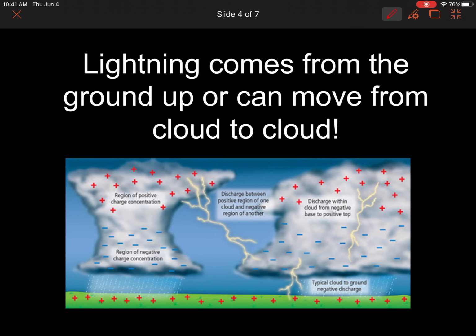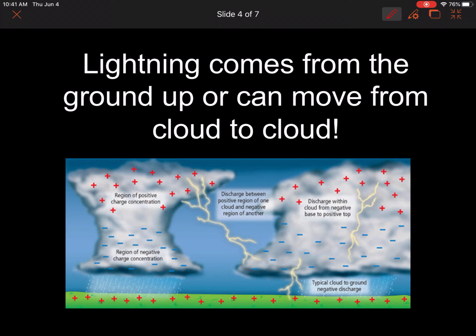Now, lightning comes from the ground up, or it can move from cloud to cloud. We tend to think of lightning bolts coming down from the sky, but that's not actually true. The lightning is going to come from the ground and move up, so it gets discharged or grounded, and then you have the discharge of electricity, so it comes up. So this is just a diagram here.